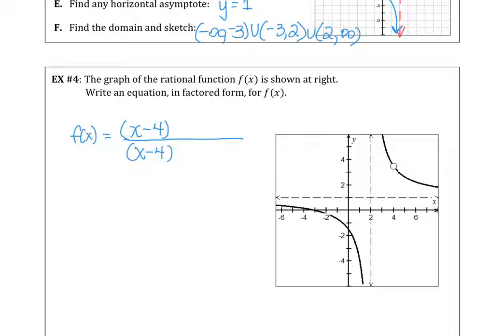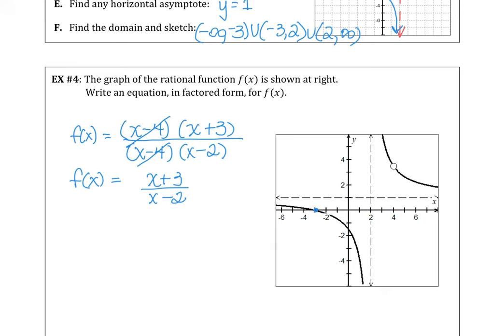What else do we know? x equals 2 is a vertical asymptote, so x minus 2 is a factor in the denominator. And we have y equals 1 as a horizontal asymptote. We've got a 0 at -3, so x plus 3 is a factor in the numerator. And if we canceled these two out, the simplified form would be x plus 3 divided by x minus 2.